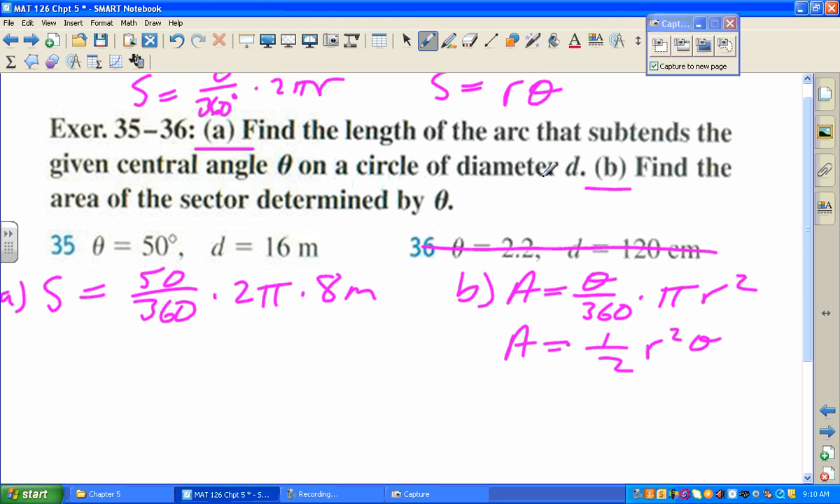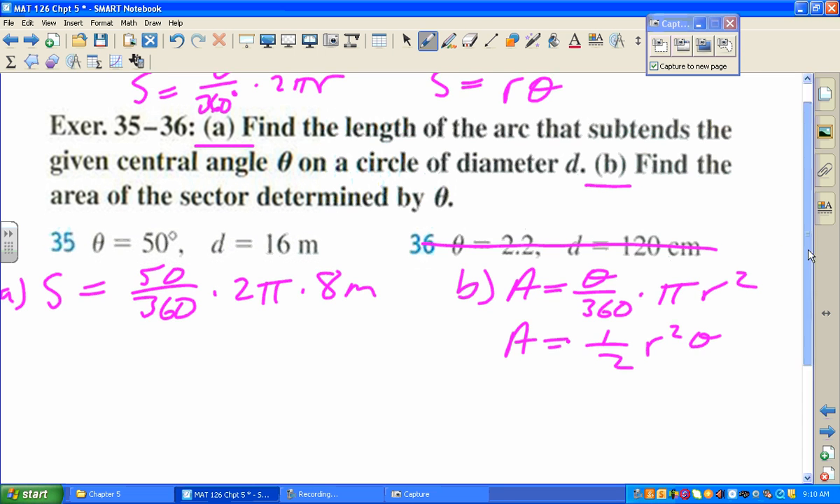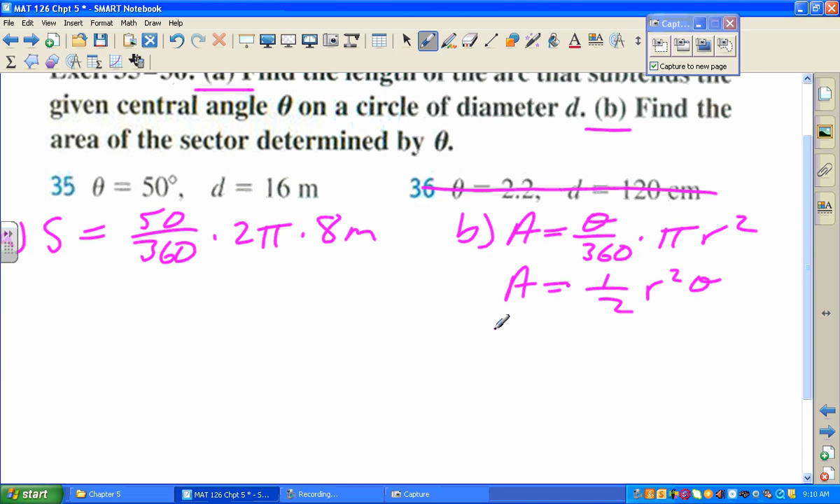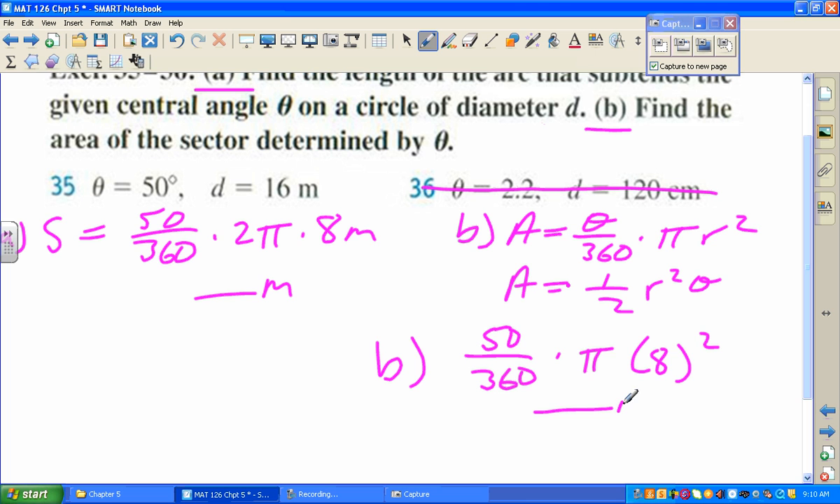Okay? So to find the area, I'll use the degree one. I'll do 50 over 360 times pi times 8 squared. That's the answer for part B. You punch it out, get your answer. The earlier answer is going to be in meters. This answer is going to be in square meters. Okay? Anything else? Josie? I can try.